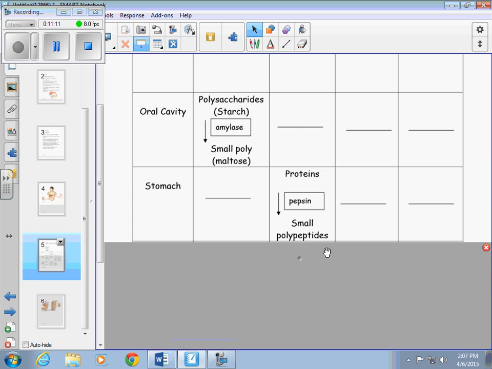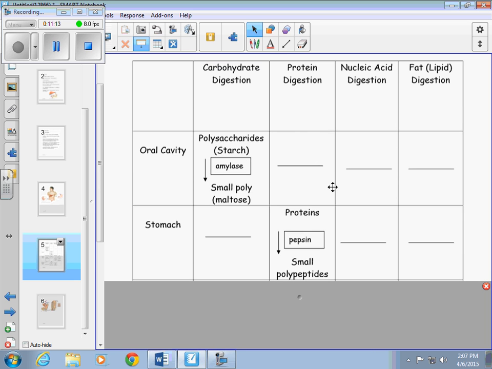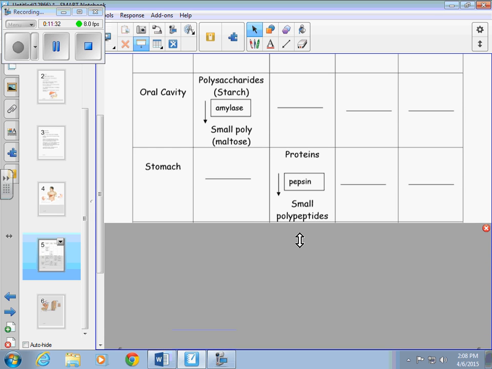In the stomach, the only thing that's chemically digested there are proteins, so really big polypeptides. Pepsin is the name of the enzyme that is produced in the stomach, and they're broken down into much smaller polypeptides. So they're not in their smallest components yet. That's not going to happen until the small intestine.